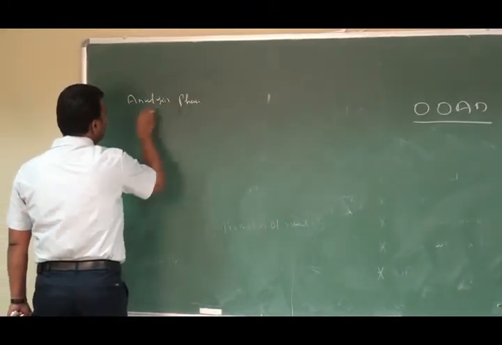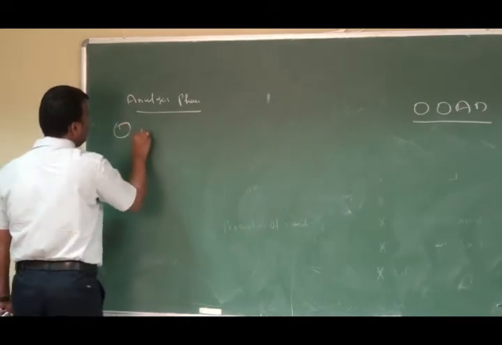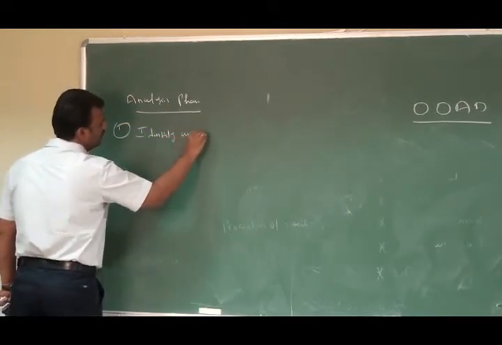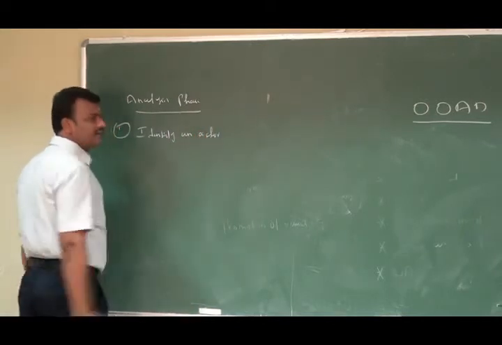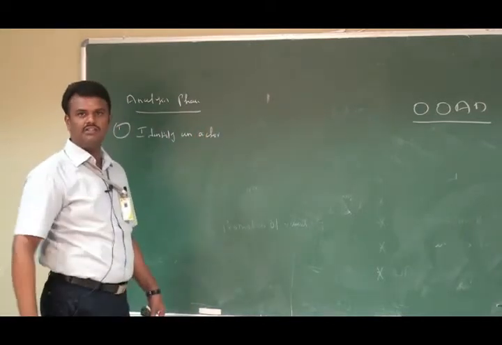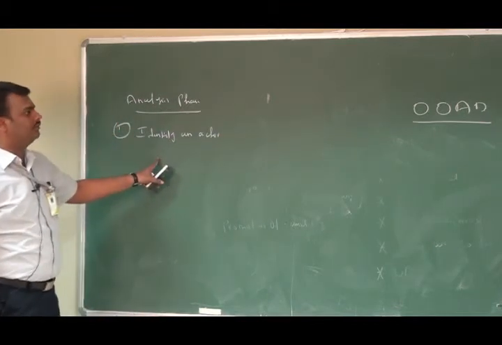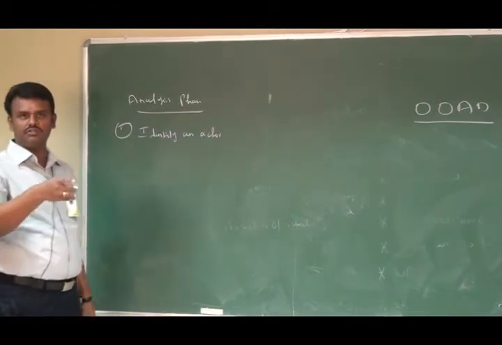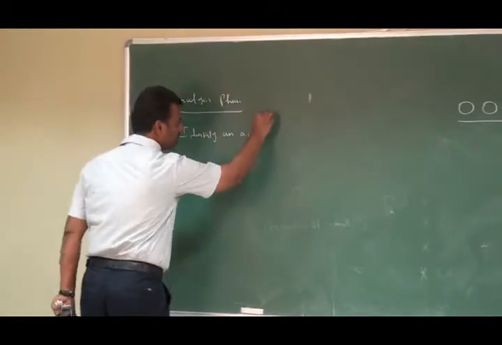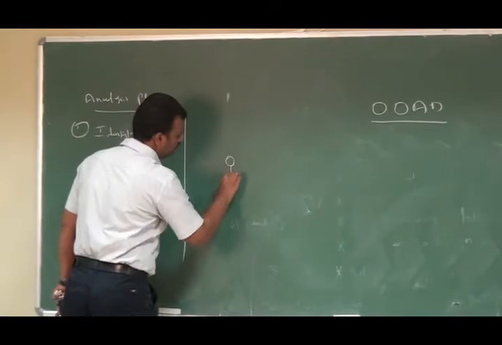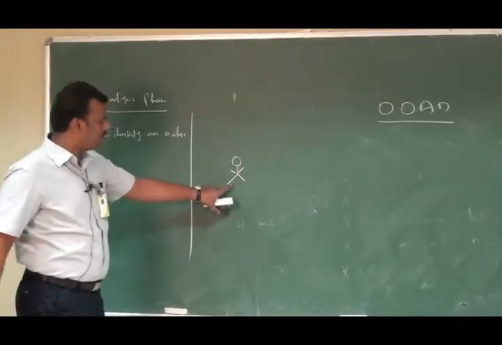In the analysis phase, first we have to identify an actor. What do you mean by actor? The actor is the one who is using the system. In case of a new system, it means who will be using the system. For example, how to represent an actor? This is the way to represent an actor.